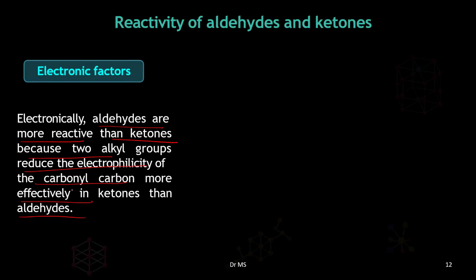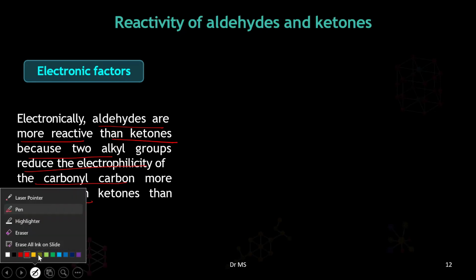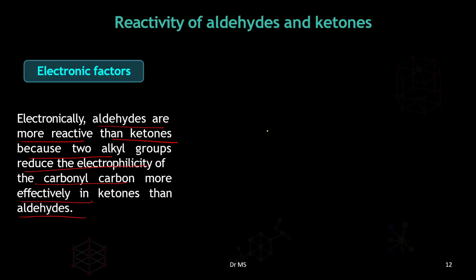So let's make it simple. First, suppose let's take an aldehyde and a ketone. C double bond O, R and H. C double bond O, R and R. So this is the aldehyde and this is the ketone.